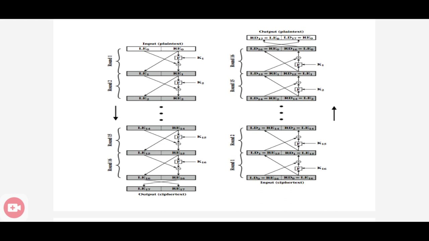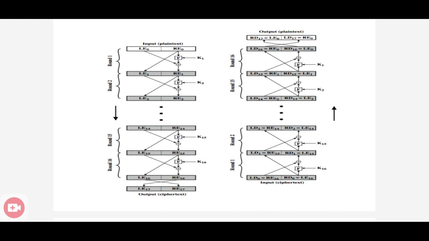Left half, and what is right half? So first we take the input as plain text, then divide it into two halves. Clear? Then take a key K and generate some round keys. How many rounds are there? 16 rounds. So how many sub keys are possible? 16 sub keys, or round keys, are possible from K1 to K16.